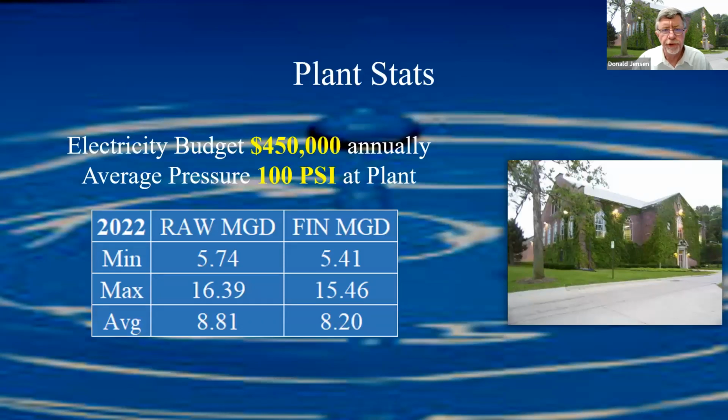As far as the plant statistics, our electrical budget is just around $500,000, probably going to be closer to $600,000 this coming year with the way the rates are going up. We maintain approximately 100 PSI at the plant. The reason we're so high is because we're at the foot of about a 60-foot bluff. So to get to our first customer, we've got to overcome that grade change. And again, our water demand has dropped over time.